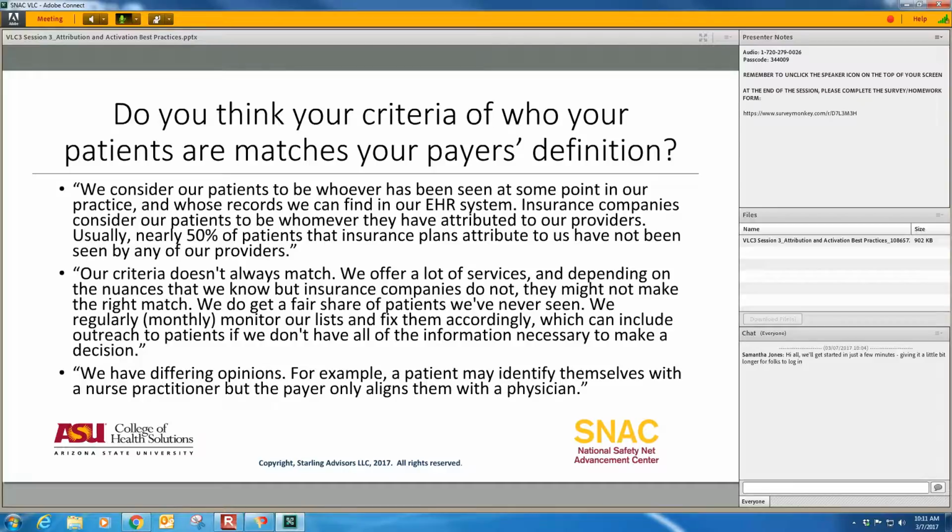Your criteria of who your patients are should match your payer's perception of who those patients are. So these speak to some of the complications, and I don't think anyone answered yes, we're totally on the same page with our payers. We have a great system. We're all in agreement of who our patients are and who they see as our patients.